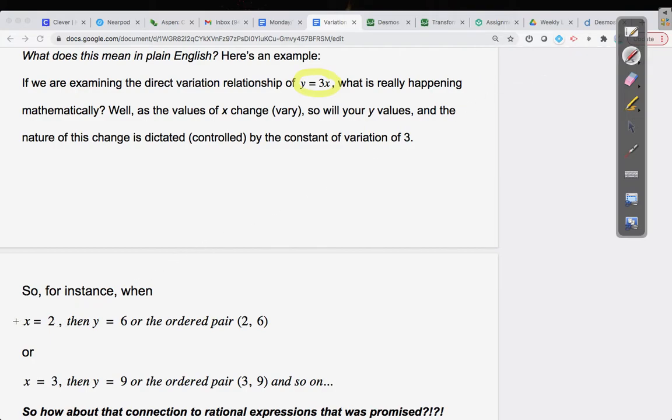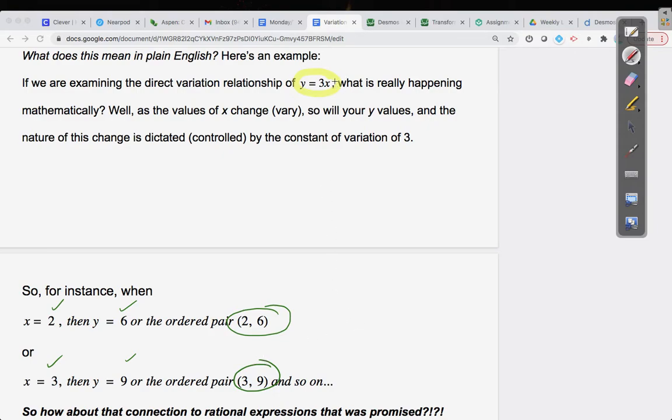What happens, for instance, when x is 2 in this relationship? Well, 2 times 3 is 6, so if x is 2, then y has to be 6. We're talking about the ordered pair (2, 6). Or if I replaced this x value with 3, then 3 times 3 is 9. We're looking at the ordered pair (3, 9), and so on.